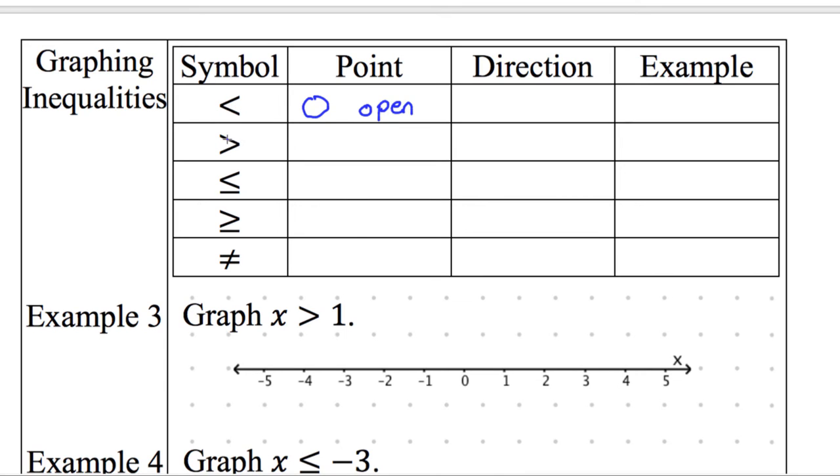And this one also cannot be filled in because there's nothing there. Nothing actually exists at that point. I have this ghost point. I have nothing there. That is also called open.